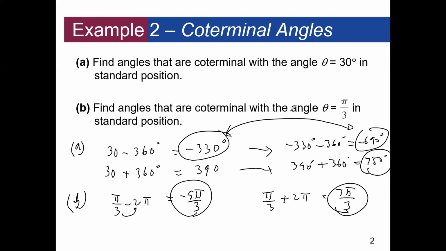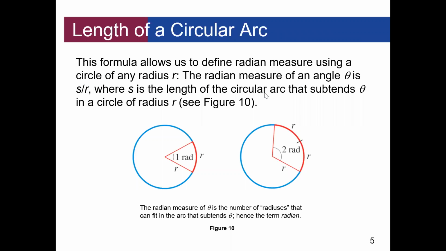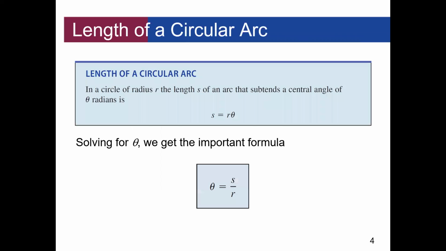Okay, so now let's go to the next one. The next topic we're going to discuss is the length of a circular arc. The length of a circular arc in a circle of radius r is the length s of an arc that subtends the central angle of theta radian, which is given by this formula, but I want to explain that a little further.